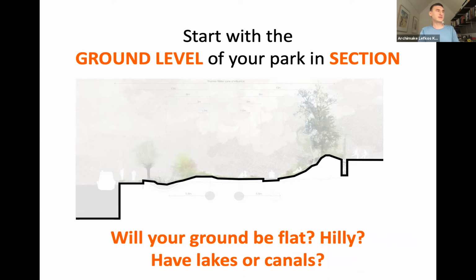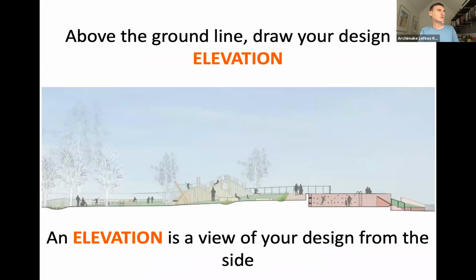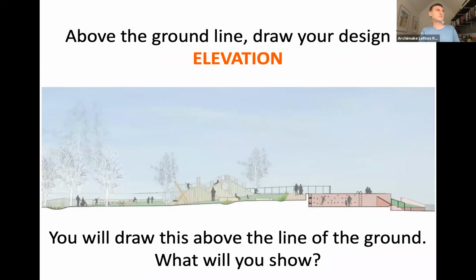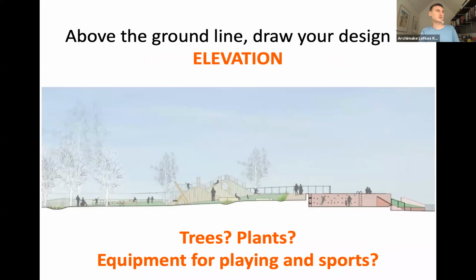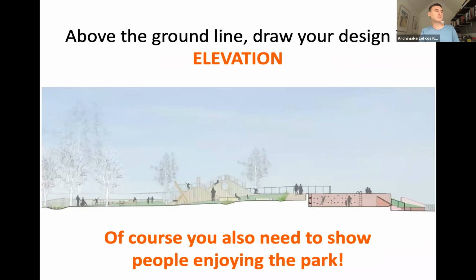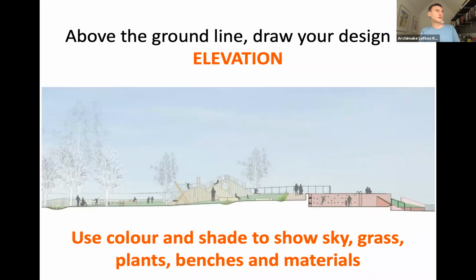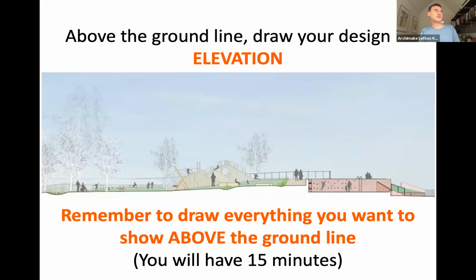Think about whether your ground will be flat or hilly, whether you will have lakes or canals. Some of them have already started to think about these things in their site plan. Then above the ground line, draw the design in elevation. An elevation, again, is a view of your design from the side. Draw above the line of the ground. What will you show? Trees, plants, equipment for playing sports, people being active, etc. Use color and shade to show sky, grass, plants, benches, materials. And remember to show everything you want above the ground line. That's the 15-minute task.